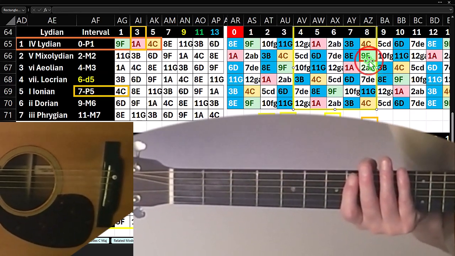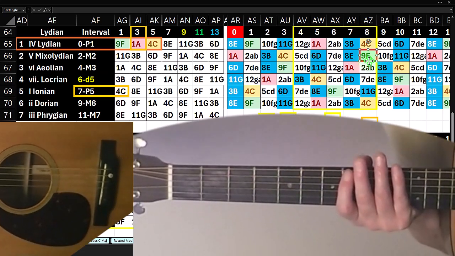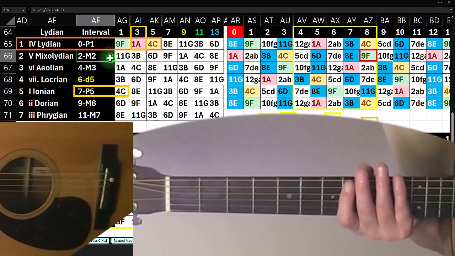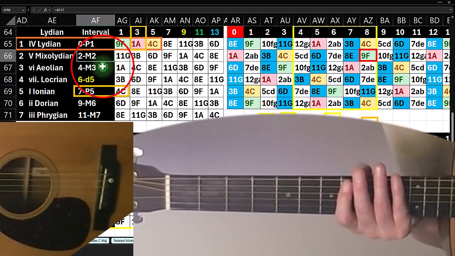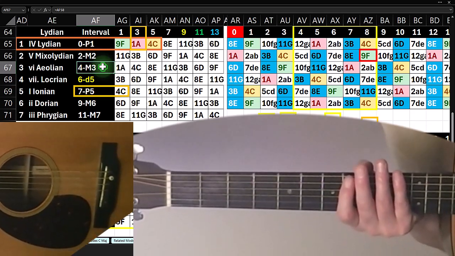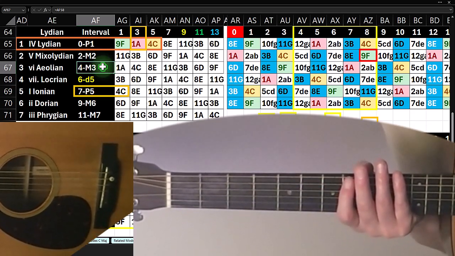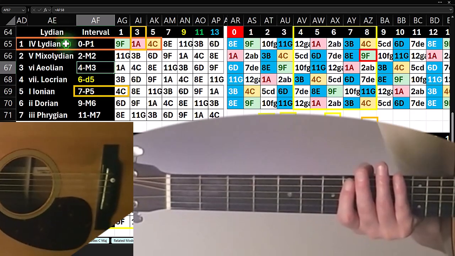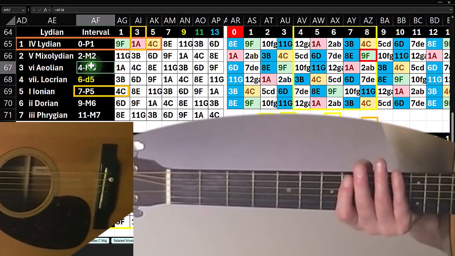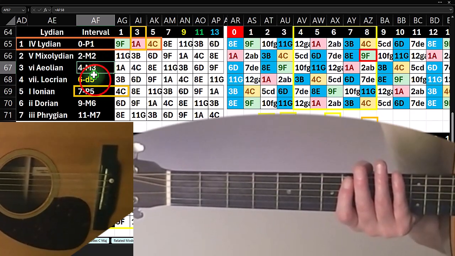So now we're going to be measuring around the F here. So we've got a perfect first. We've got a 2-note away major second, which is the same as the major scale. We've got a 4-note away major third, which is the same as a major scale, which is what we would expect because this is a major mode. 4 notes away major third, the defining characteristic making it a major mode versus a minor mode.